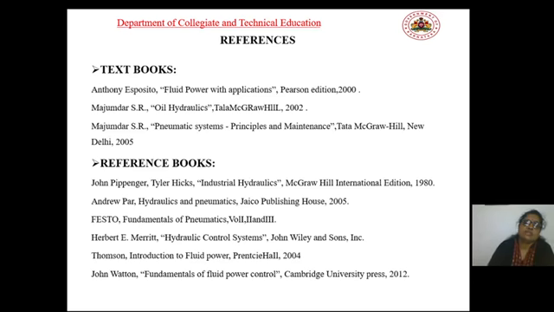Some of the textbooks I have referred to here are Fluid Power with Applications, Pearson edition; Oil Hydraulics, Tata McGraw-Hill, by Majumdar; and also reference textbooks like those by H.D. Ramachandra, and other textbooks as per the syllabus.